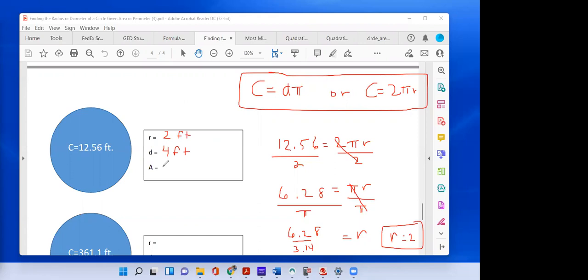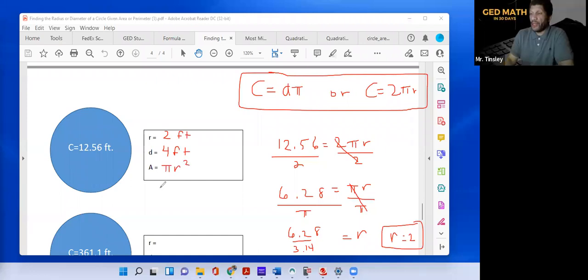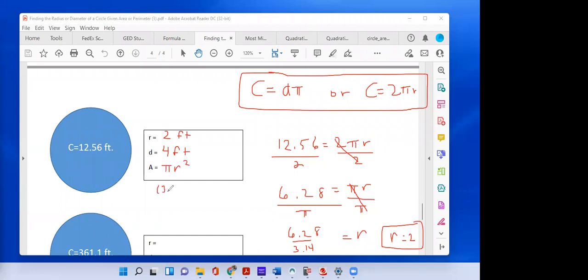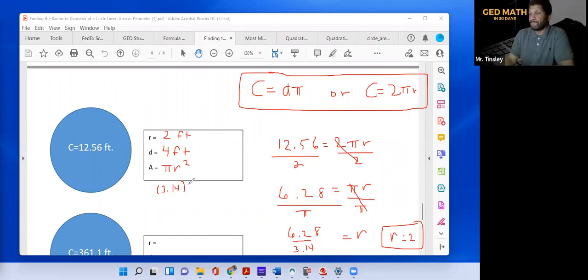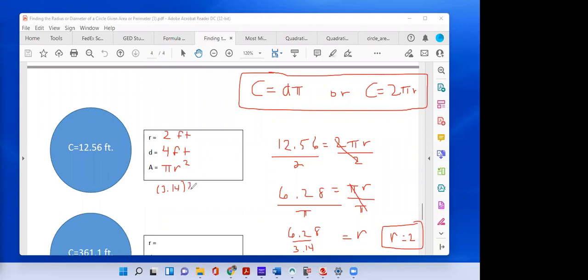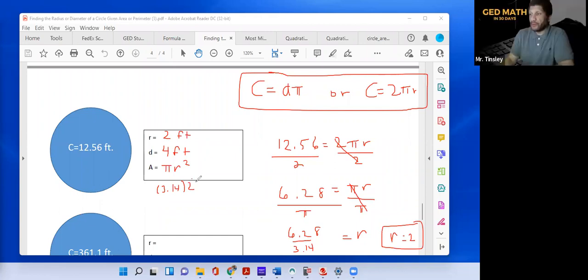You find the area is pi r squared. Do we know what pi is? 3.14. Do we know what the radius is? 2 feet. And we're going to square that. So we multiply, and we get the area.